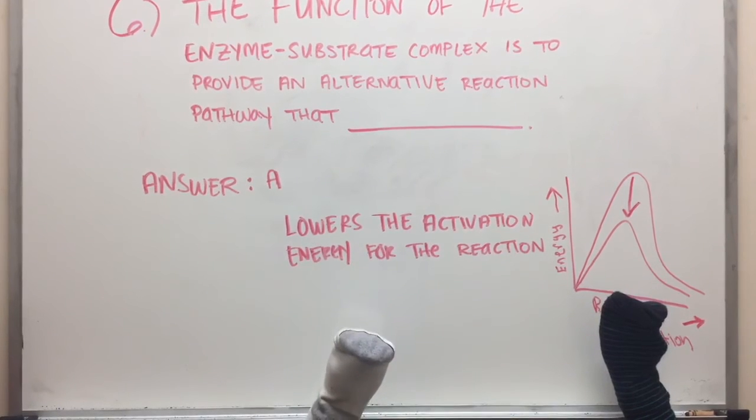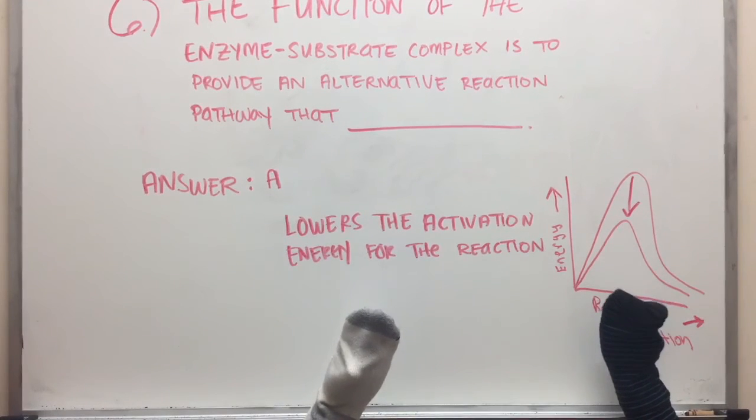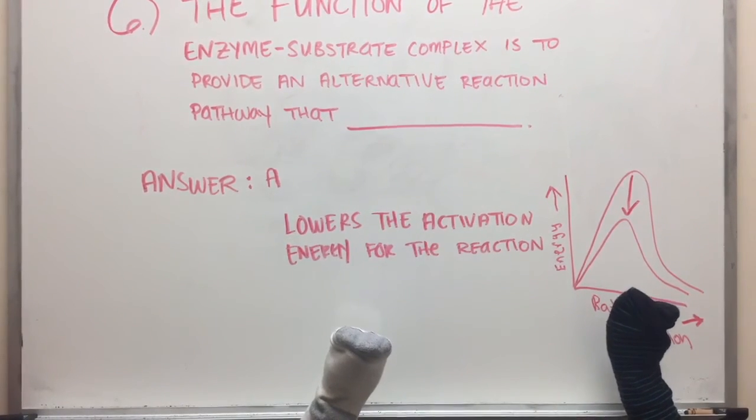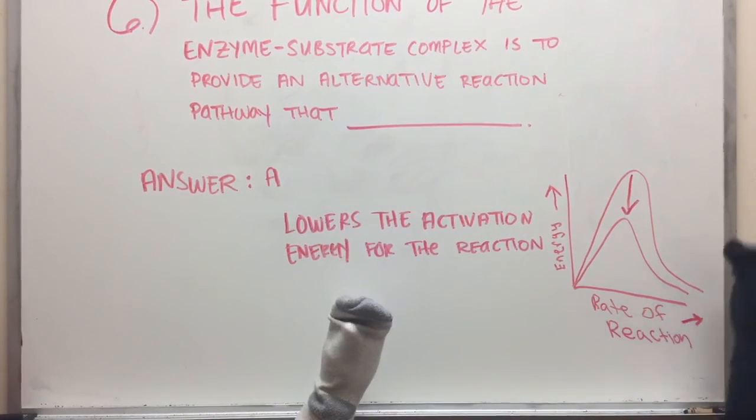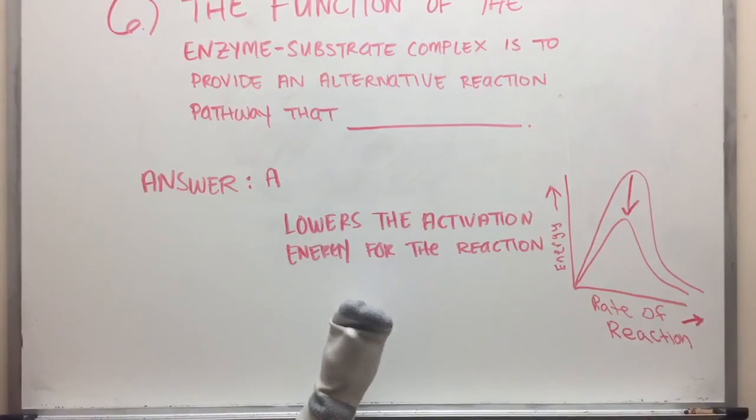Oh, I got it. That means it lowers the activation energy for the reaction? That is correct. An enzyme lowers the activation energy of the reaction because an enzyme is a catalyst, and a catalyst lowers the activation energy of a reaction. When you add an enzyme-substrate complex to the reaction, it will lower the activation energy for the reaction to occur.